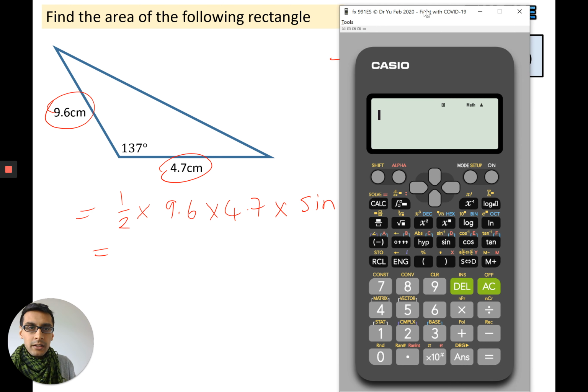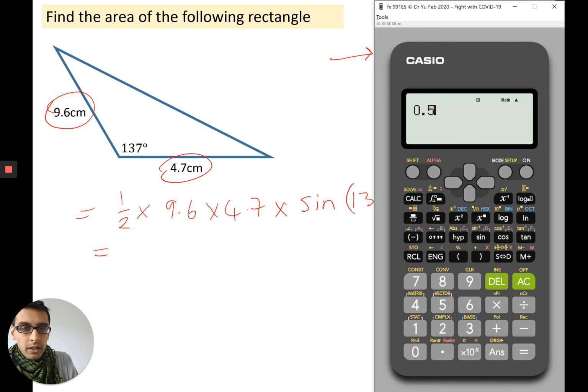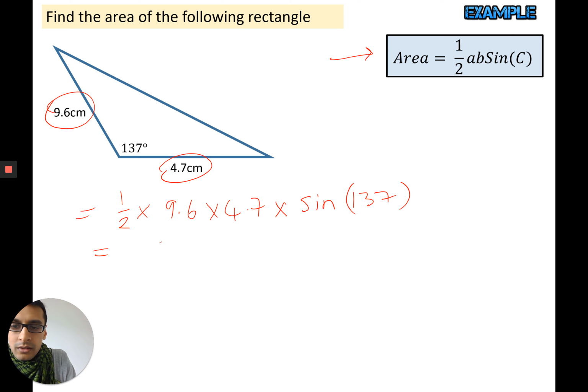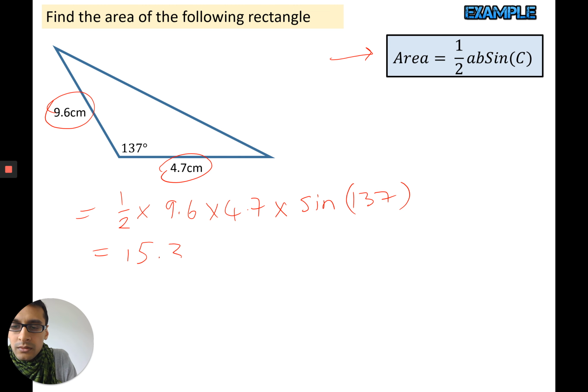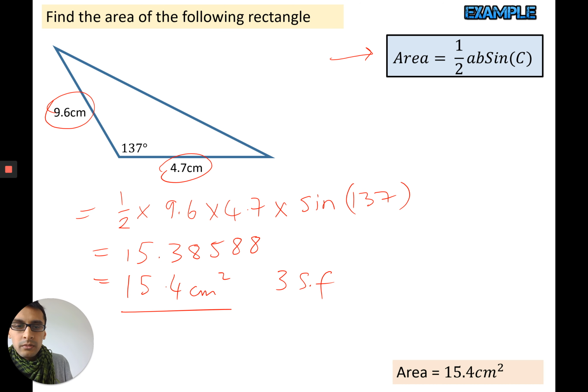So you should get 0.5 times 9.6 times 4.7 times sine 137, and then you get 15.38588. This doesn't tell you how to round it, so just be sensible and do it to 3 significant figures. And that would be 15.4 centimeters squared. Okay, that's example 1.